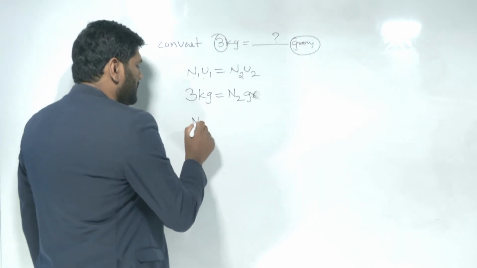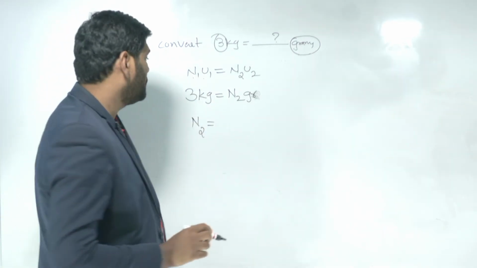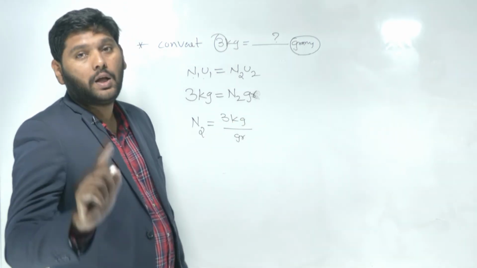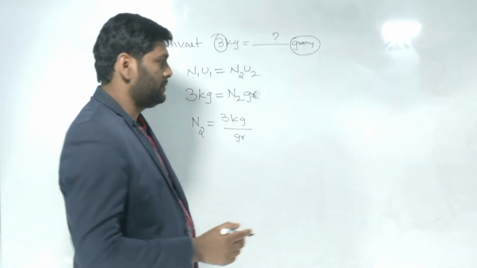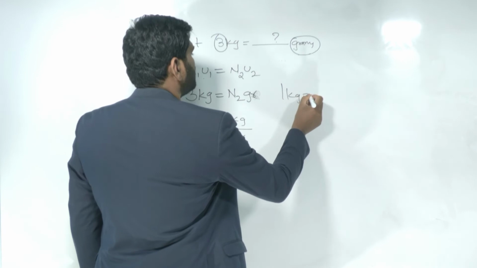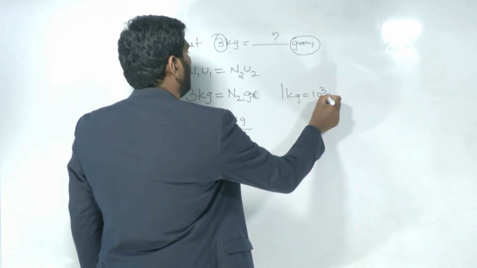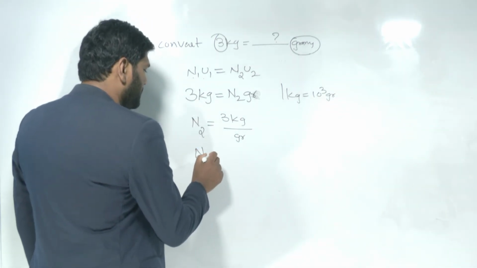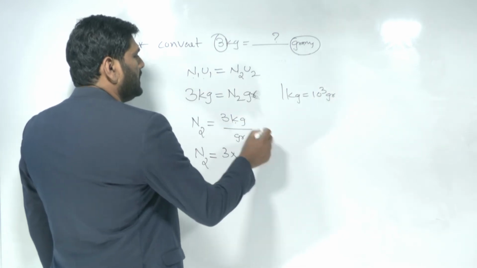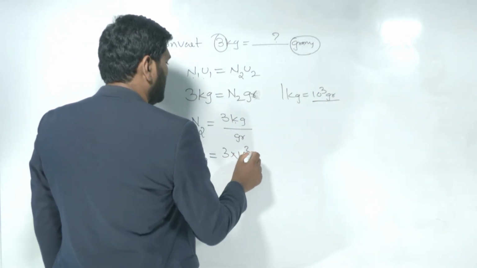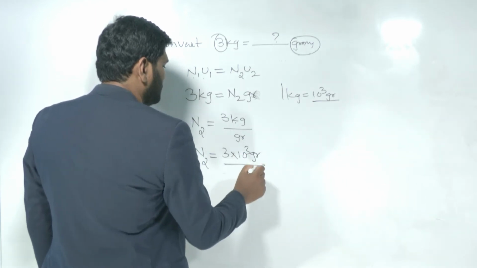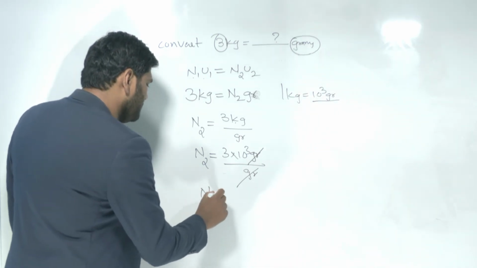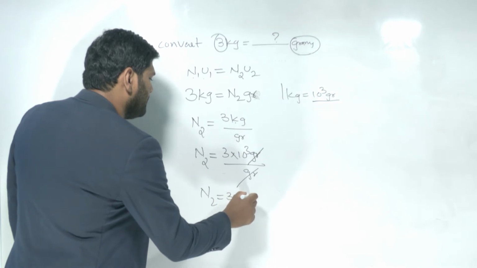Now N2 value is equal to what? 3 kg upon GR. But 1 kg is equal to how many grams? This is a standard value. 1 kg is equal to 10 power 3 gram. So the same thing you can use. And N2 is equal to 3 into, 1 kg is equal to how many grams, 10 power 3 grams by grams. Here this gram will get cancelled. So the remaining thing is N2 is equal to 3000 grams.